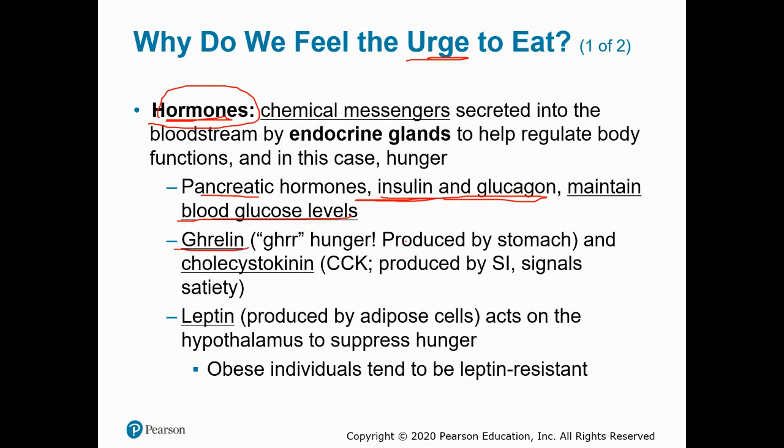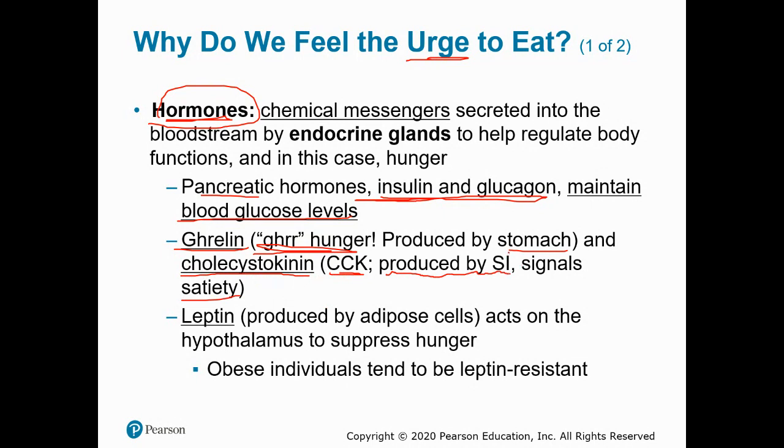Ghrelin, we will revisit this shortly. This is a hormone produced by the stomach. It signals hunger, and I always like to give you my reminder here. So the word ghrelin, you might think of your stomach rumbling. So ghrelin helps to signal hunger. And then sort of the opposite is a hormone called cholecystokinin. Cholecystokinin, take a second to process that one and say it out loud a few times. We do abbreviate it CCK because it is kind of a mouthful. But cholecystokinin acts opposite to ghrelin and helps to signal satiety. Also, CCK is produced by the small intestine.